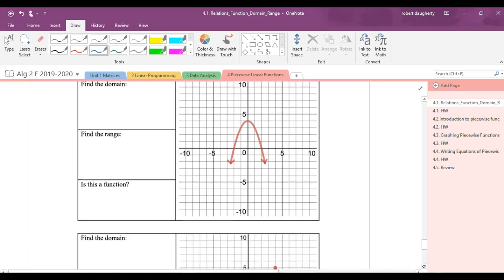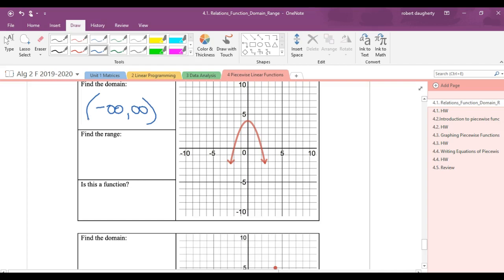So look at this one. Now, this is a parabola. The arrows mean it's going to keep on going forever. So this is going to keep on going down and out forever. So what is the domain of this guy? Negative infinity to infinity. Because this is going to keep on going down and out.